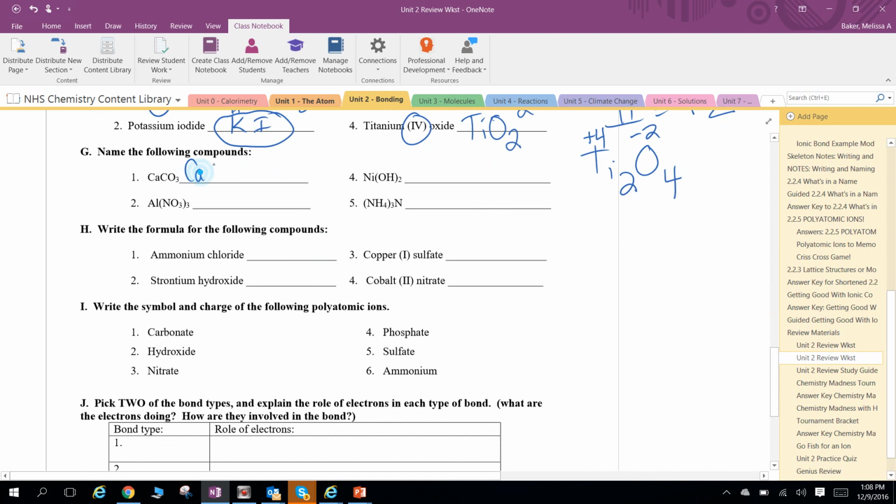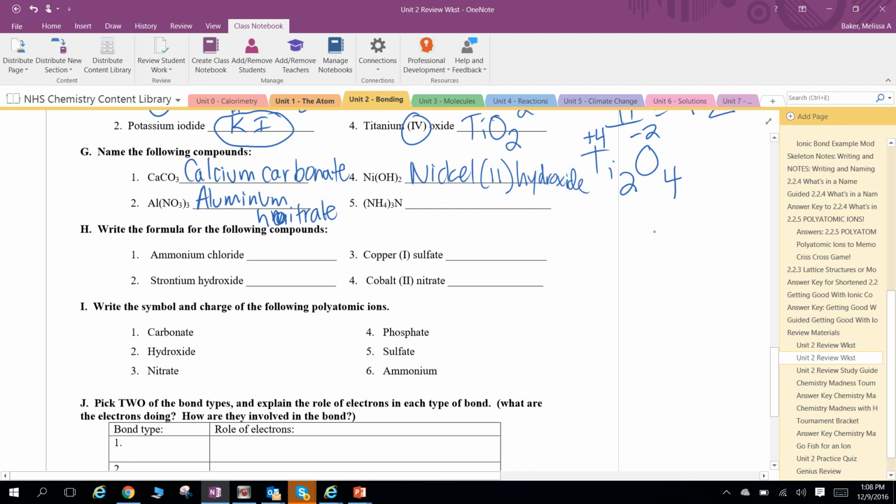Now we're naming some polyatomic ions, so these are the 6 that you needed to memorize. I made you memorize them a little bit early, so then you'd be definitely ready for this quiz. We've got calcium carbonate, aluminum nitrate. We've got nickel. Since this is a transition metal, we need a Roman numeral, nickel 2 hydroxide.